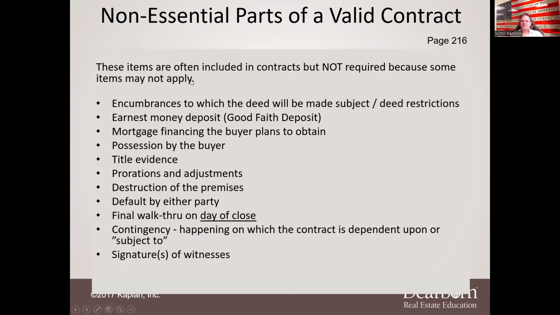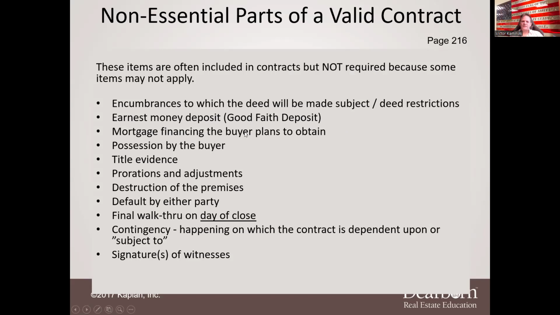So these items are often included in the contract as well, but they're not required to be in every contract, because sometimes some of these terms may not apply to your situation. So therefore, they're not required. Like any encumbrances to which a deed could be subject, deed restrictions can be placed in the contracts. However, what if there are no deed restrictions and there's nothing to place in there? Earnest money deposit. Well, the contract is still good even if there is no earnest money deposit, that good faith deposit.